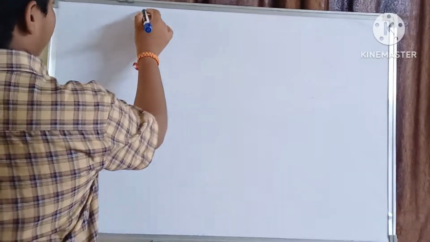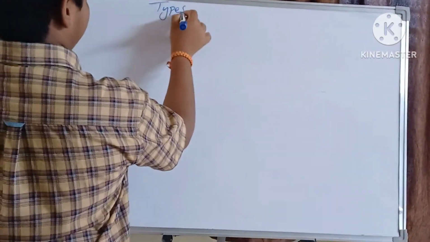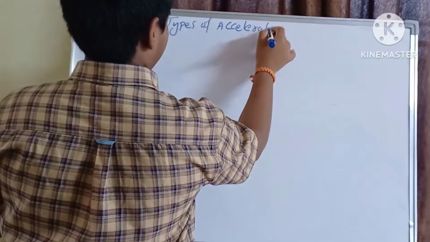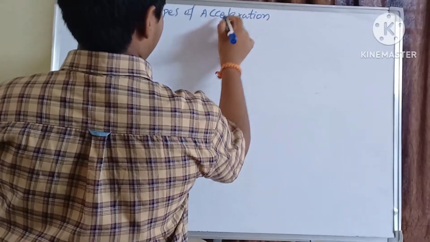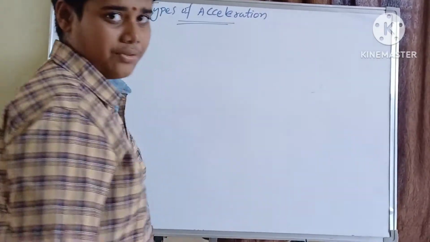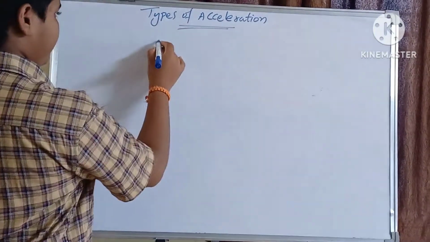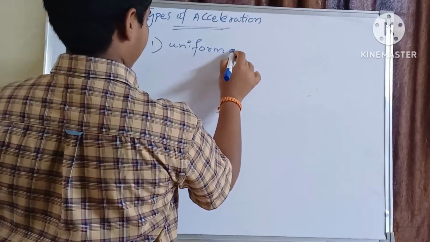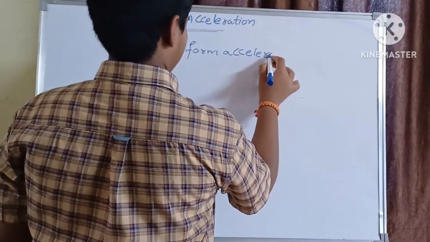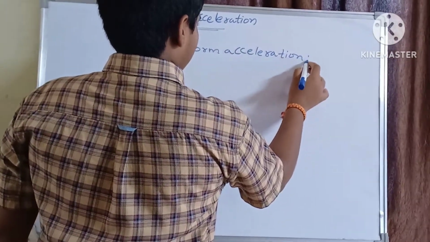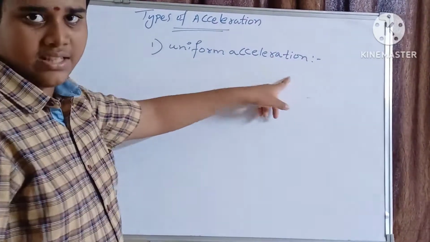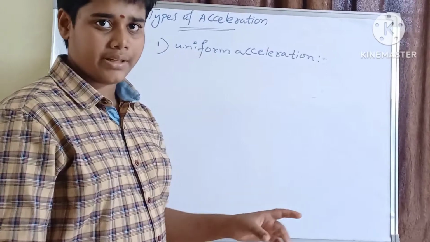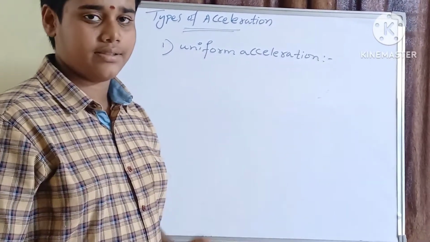Types of acceleration. The first one is uniform acceleration. In uniform acceleration, the change in velocity per time is equal in all cases.